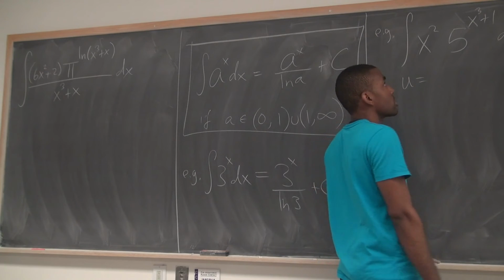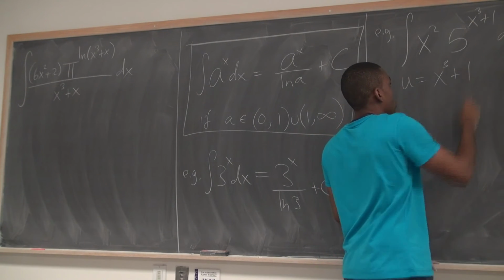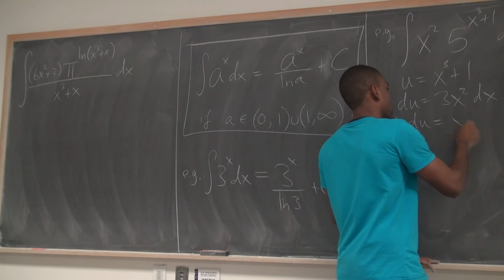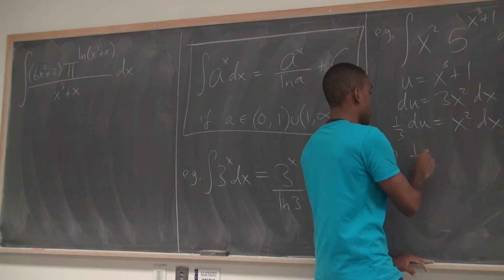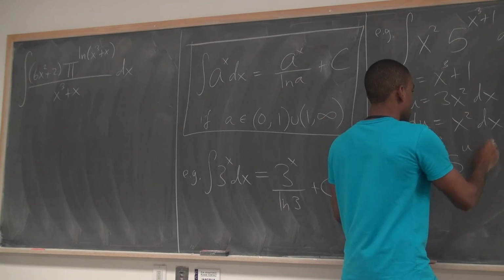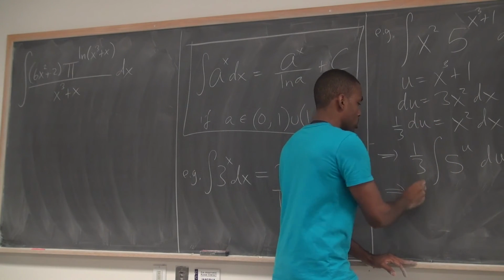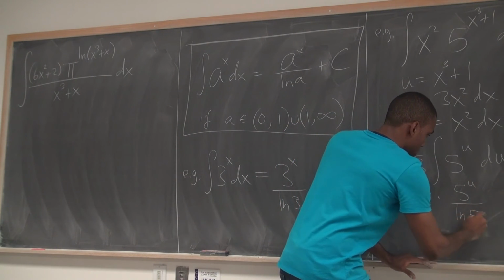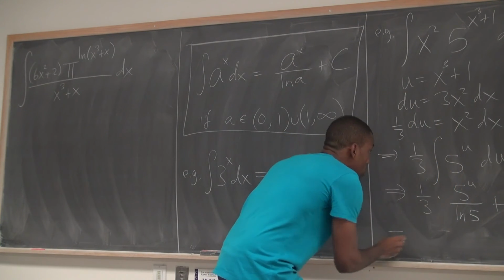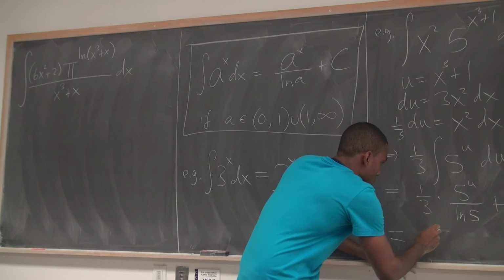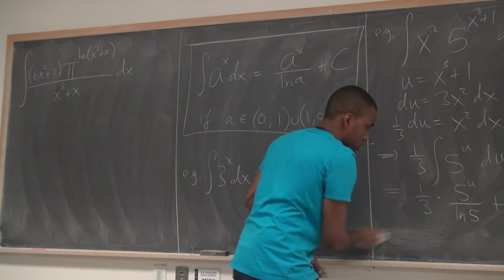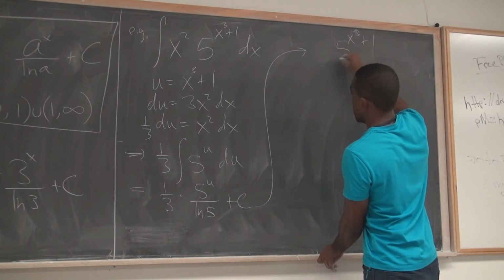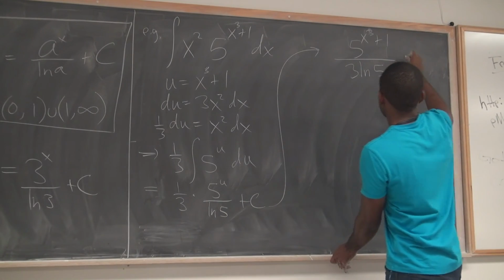U equals x cubed plus 1. This means I have 1/3 times the integral of 5 to the u du, which is 1/3 times 5 to the u over ln 5, plus C, which gives us 5 to the x cubed plus 1 over 3 ln 5, plus C.